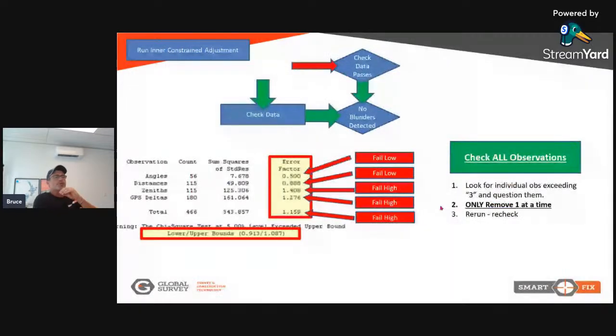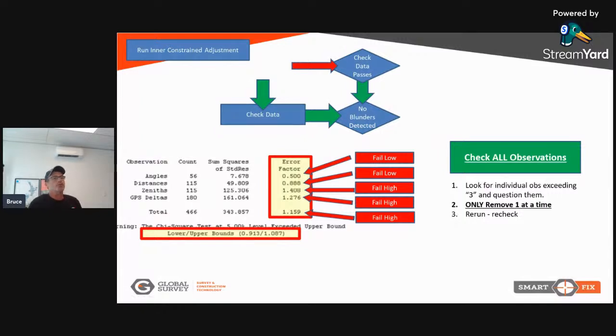What's important is that this is actually a summary of all the observations, okay? It's not at each observation. You need to dig and look at all observations, and you need to check them one at a time. A bit of a guide: the first round, you should be looking for all obs that are exceeding a check test of about 3, and you need to question them. Why are they 3? Are they misnamed points, are they blunders, what's going on?